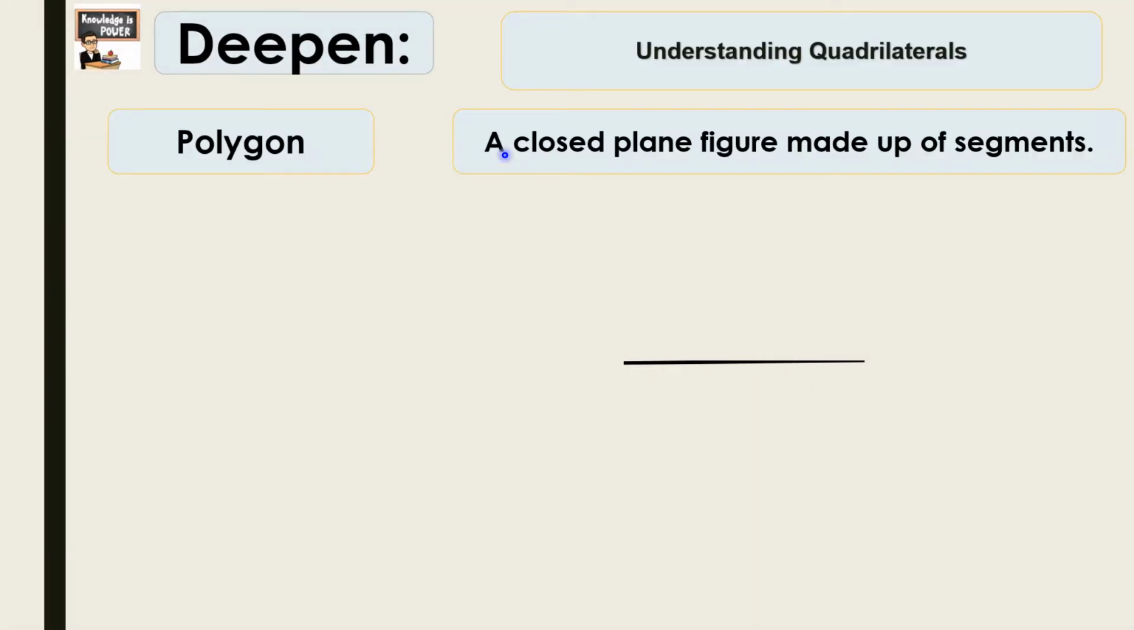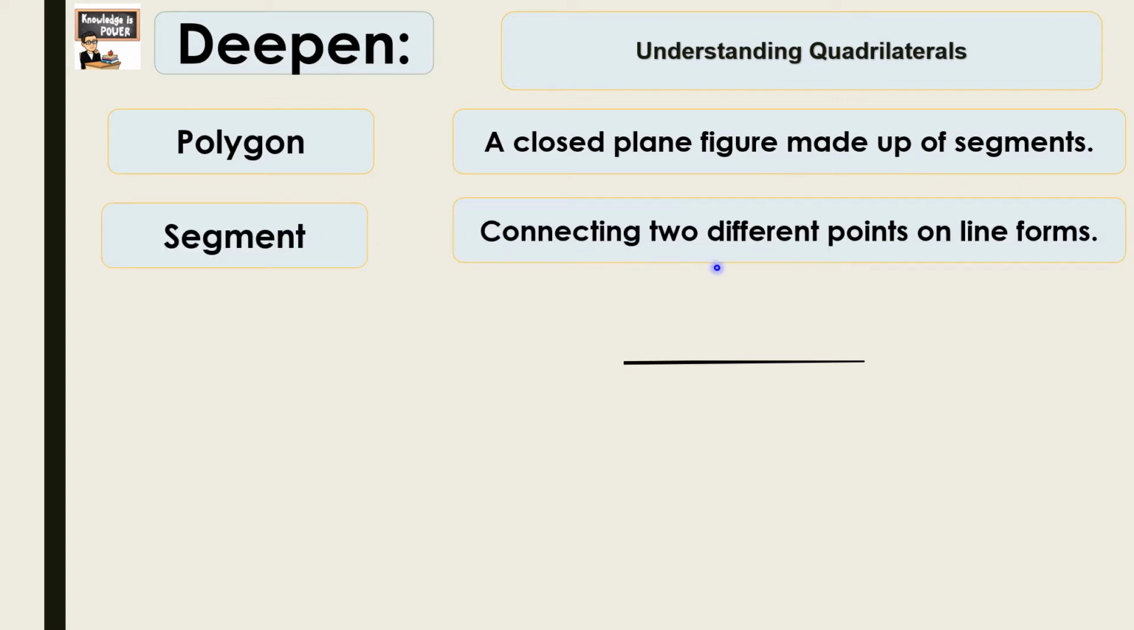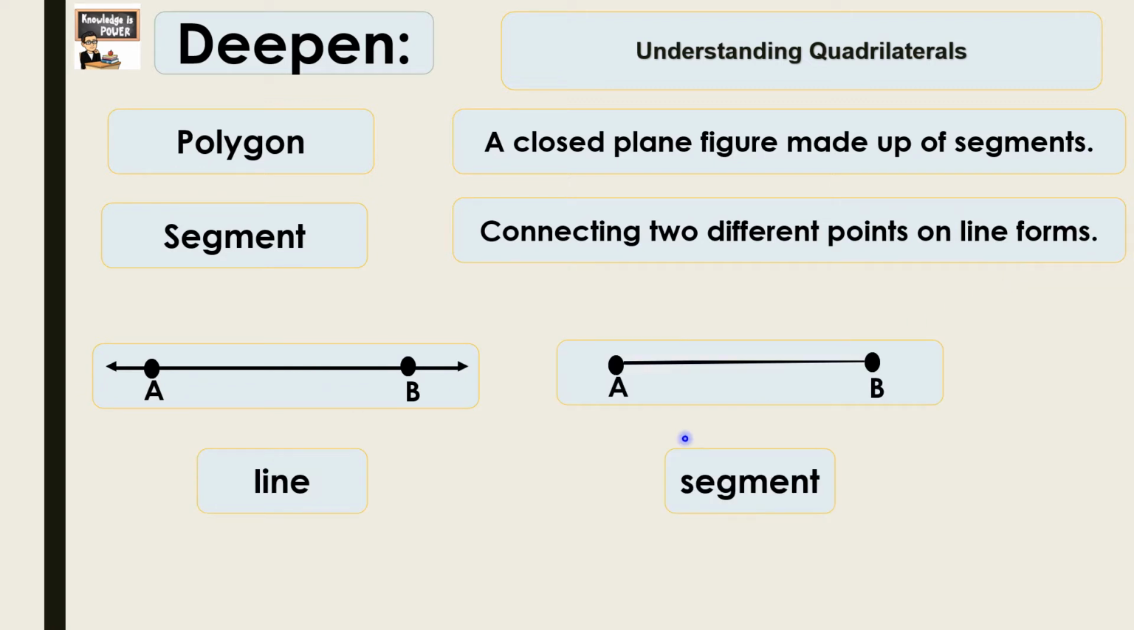So, polygon: a closed plane figure made up of segments. A segment is a connection of two different points on a line. As you can see, this is the difference between a line and a segment. A line has an arrow, but a segment has common endpoints. So it connects two different points on a line.